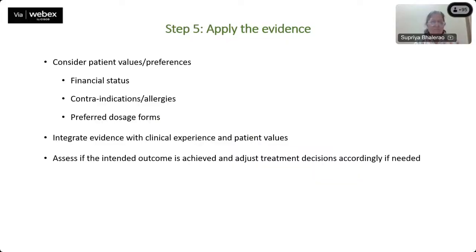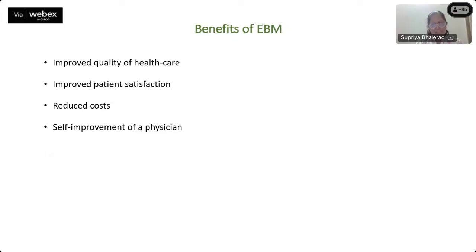Preferred dosage forms. Oh no, I don't want ghee. I have an aversion to ghee. I don't want any kind of ghee. So you have to respect that because this is a patient value or patient's preference. And then, considering all these things, integrate the evidence with clinical experience and patient values. And when you give any treatment, assess if the intended outcome is achieved, whether the pain is relieved, whether the blood pressure has gone down, whatever your outcome is, and adjust treatment decisions accordingly if needed.